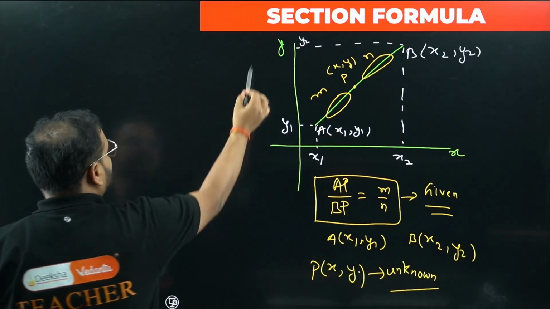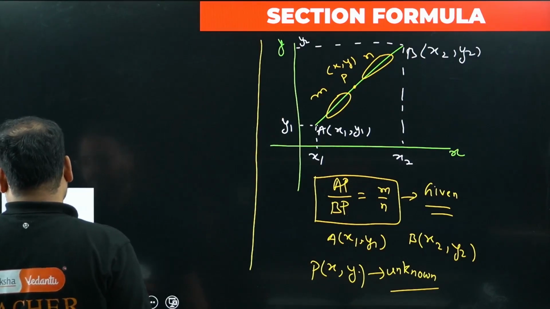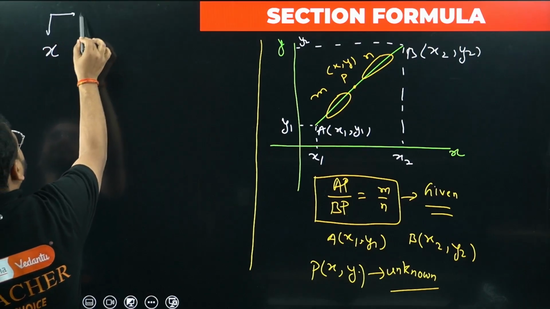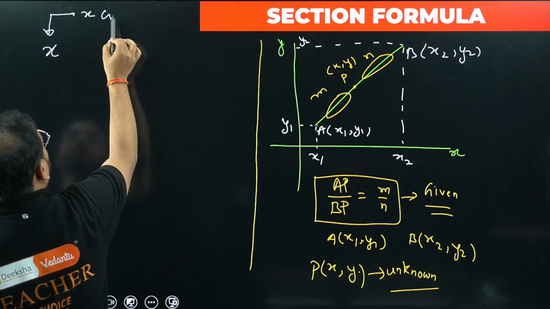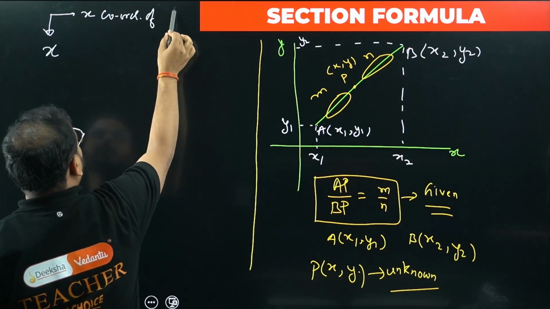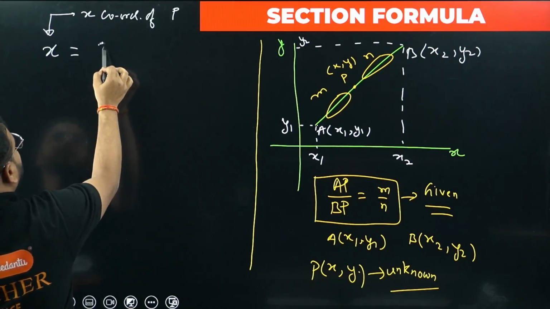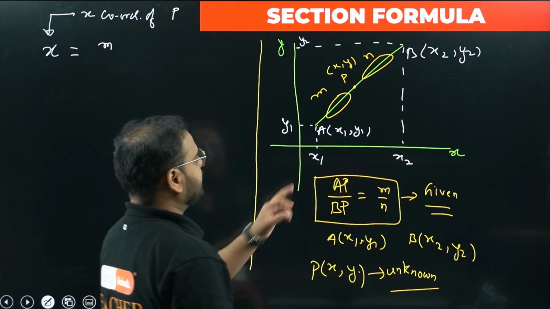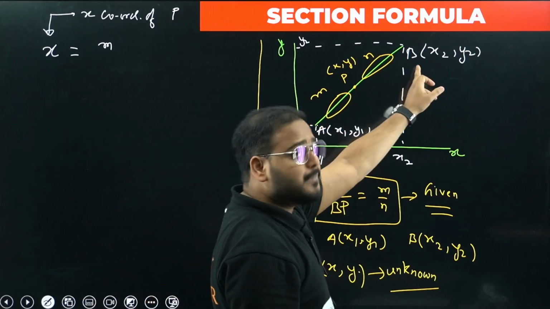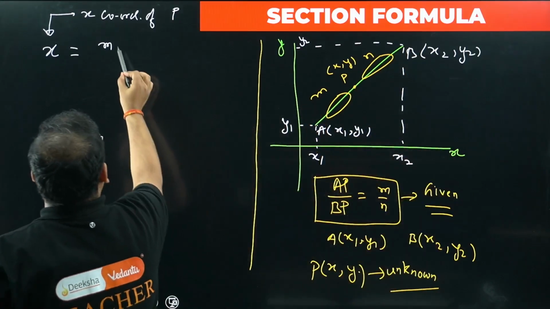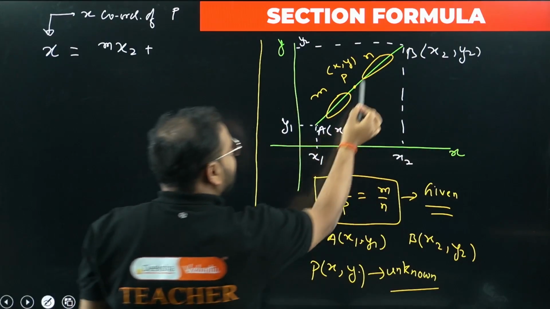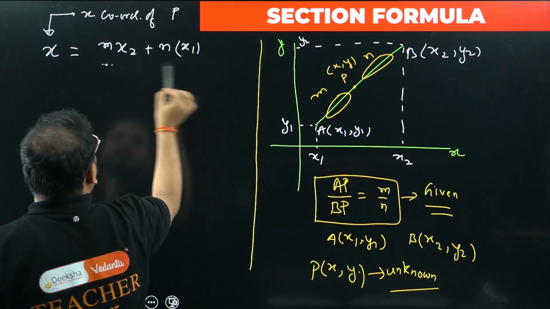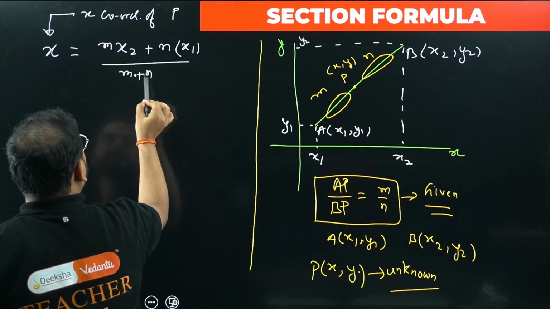Then the section formula gives us the value. Please have a look at the x coordinate of P. The x coordinate of P is given by: write the first ratio term m multiplied with the farther point's x coordinate. For m, the farther point is B, so that point's x coordinate, mx2, plus n and the farther point's x coordinate again, nx1, upon m plus n.